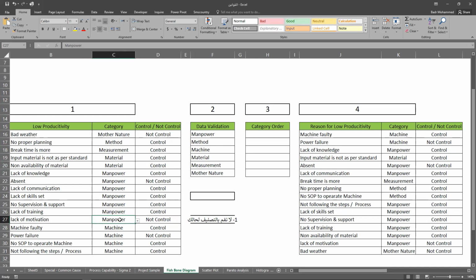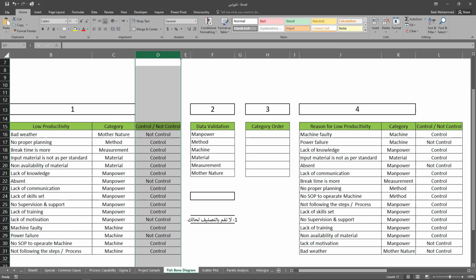You have a good leader, a good manager. He can motivate these guys. If yes, tell us yes. If no, tell us no. By the way, guys, it depends on you. No one here will tell you whether this is controllable or not. You are the one who will evaluate whether this problem, this root cause, can be controlled or not.